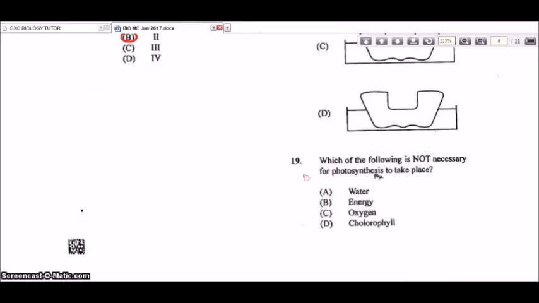Question 19, which of the following is not necessary for photosynthesis to take place? So you should know the raw materials of photosynthesis are water, carbon dioxide, sunlight energy, you need chlorophyll. So out of those options there, it would have to be oxygen. Oxygen is not needed, it is actually a product of photosynthesis.